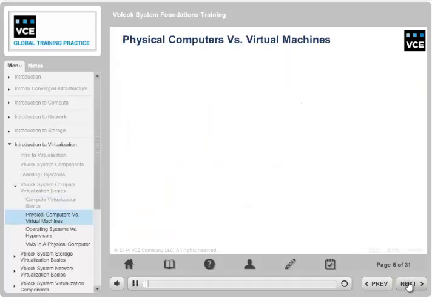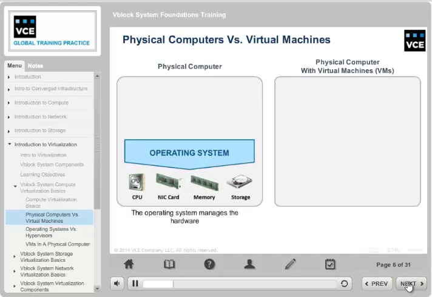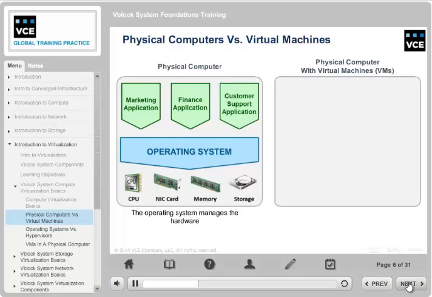There are real differences in how the resources of a physical computer are managed versus those of a physical computer running virtual machines. In a traditional physical computer, the operating system directly manages the hardware resources. Multiple applications can be loaded onto an operating system, and requests from applications to the system hardware components to perform tasks are managed by the operating system, which controls and directs the system's physical resources.